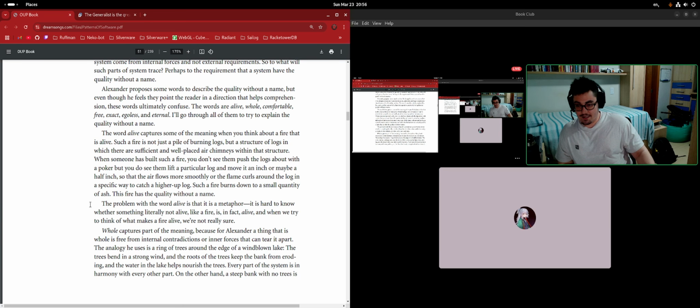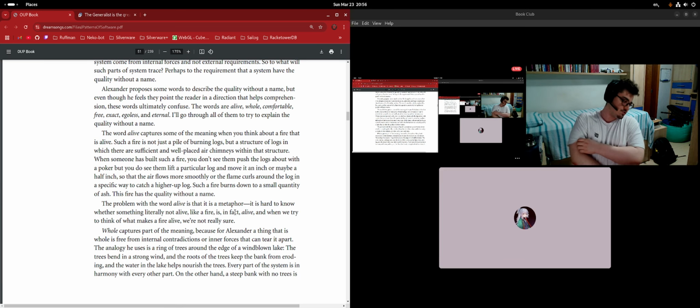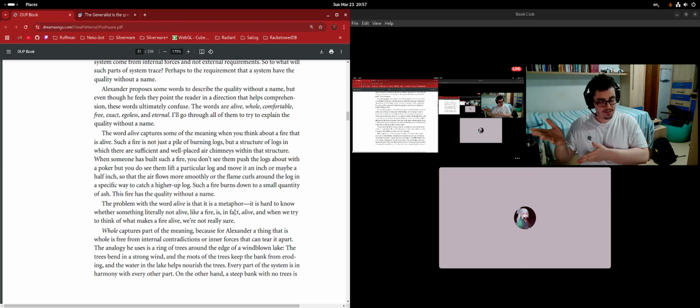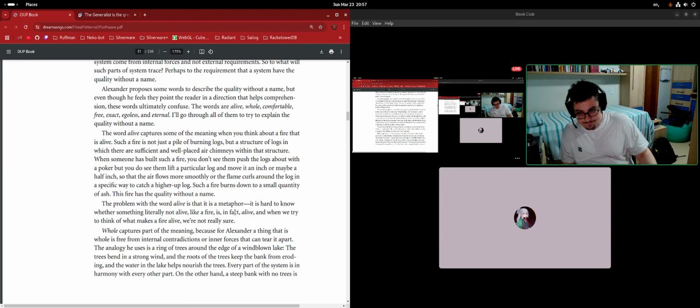There's also the fact that the word alive is a metaphor. It is hard to know whether something literally not alive, like a fire, is in fact alive. It's basically a personification, right? This is a language trait where you add human-like qualities to non-human things, such as being alive. And when we try to think what makes a fire alive, we're not really sure, which makes sense.